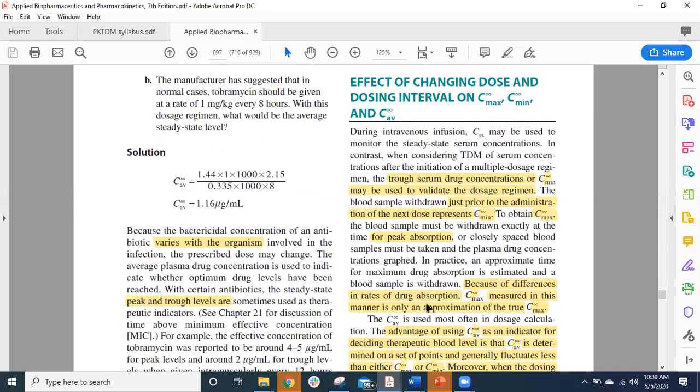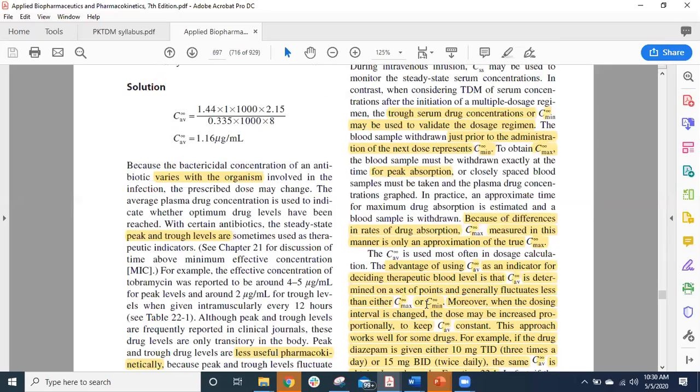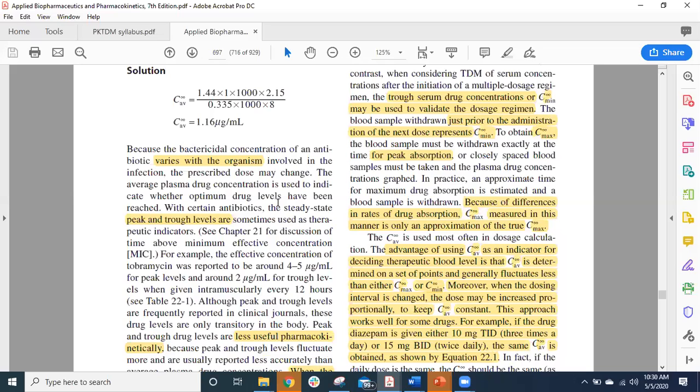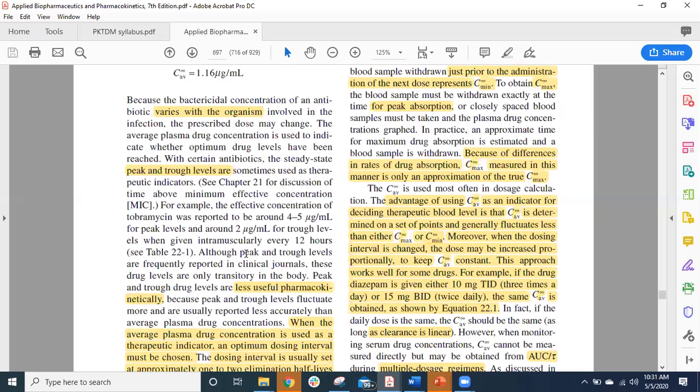Yes, sir. Okay. So you know that the bactericidal concentration of an antibiotic varies in organisms. For some organisms we give a high dose. For some other organisms which are less virulent, we give a low dose. And we have a peak and trough level. I hope you know that peak is the highest concentration of a drug, and trough is the lowest concentration of a drug. And sometimes we depend on this peak and trough level very heavily to understand the blood concentration of the drug.